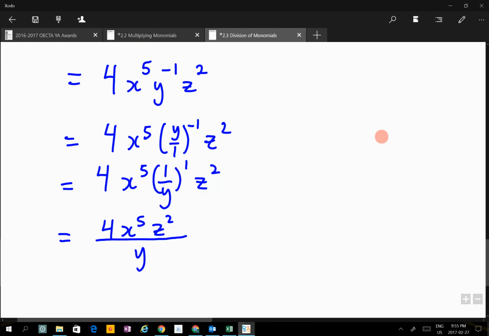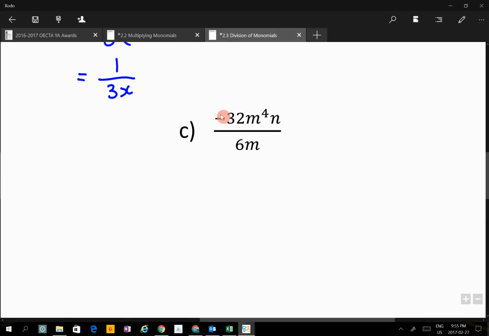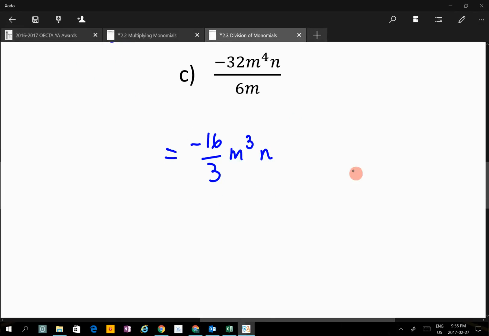Okay, and going back up here to my other 2 questions. Negative 32 over 6. If I divide the top and the bottom by 2, I can reduce this to negative 16 over 3. M to the exponent 4 divided by m is m cubed. And then I have n by itself as such. So you can write it like this. You can also write it as negative 16m cubed n over 3. Either way is acceptable.